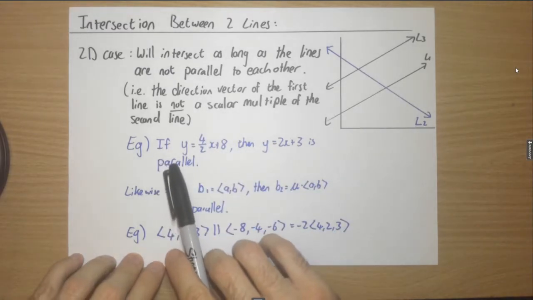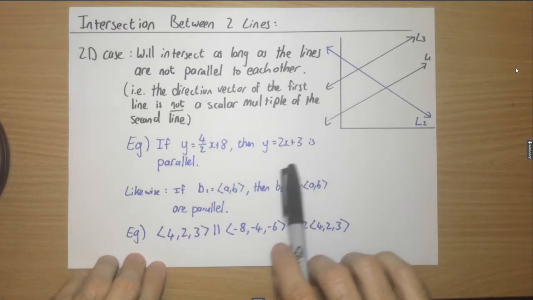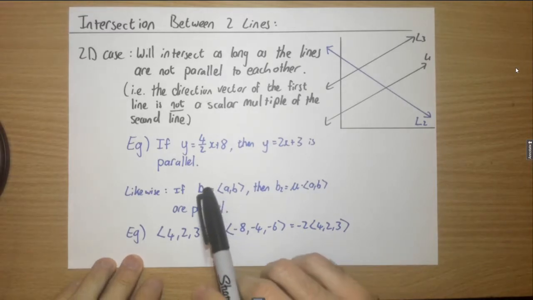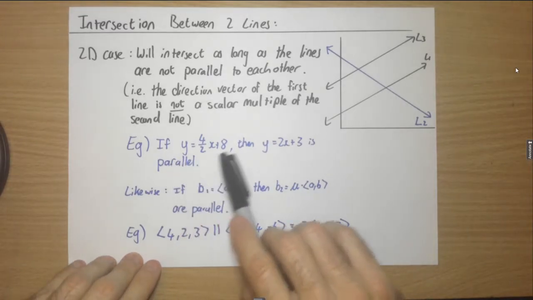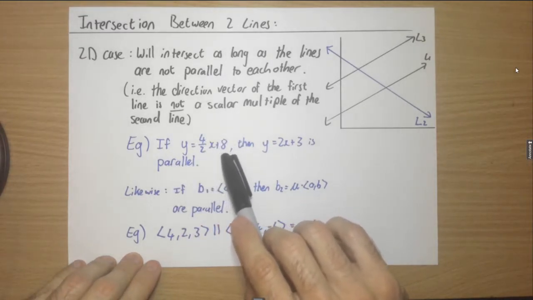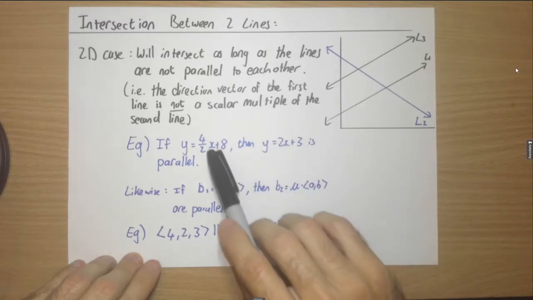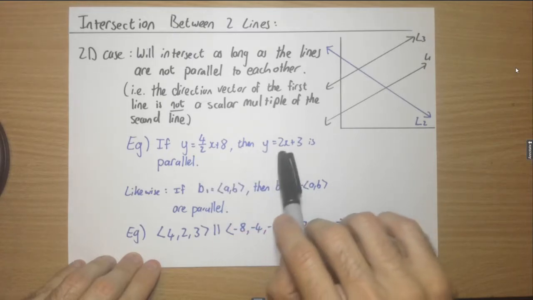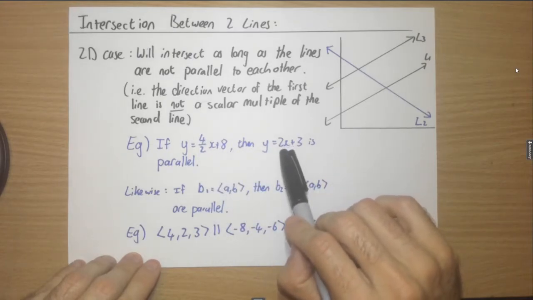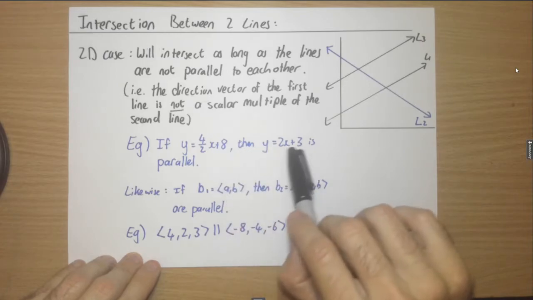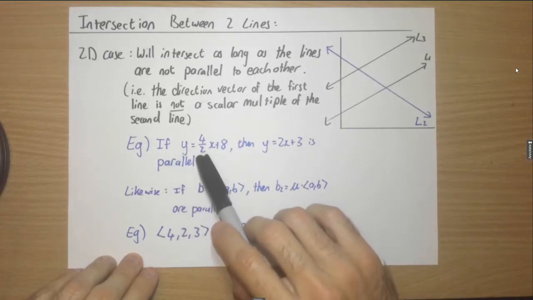So for example, I always do the mx plus c cases first, and then I'll relate that to the vector equation second. So if I pick this line here, y equals 4 over 2 x plus 8, and if I've got y equals 2x plus 3, these two lines are actually parallel to each other because 4 divided by 2 is 2. These two lines will never intersect each other because they're parallel.